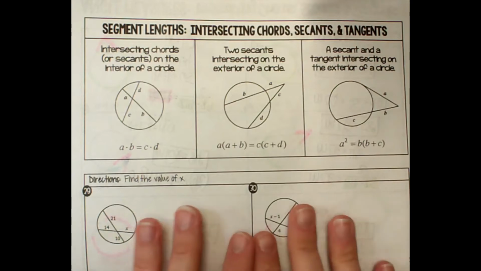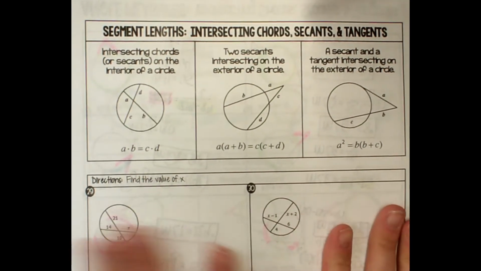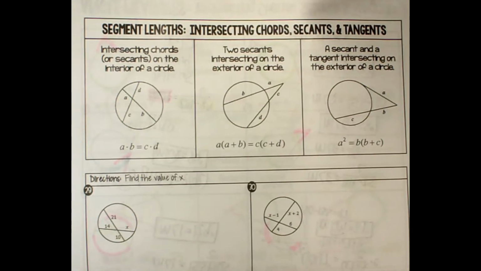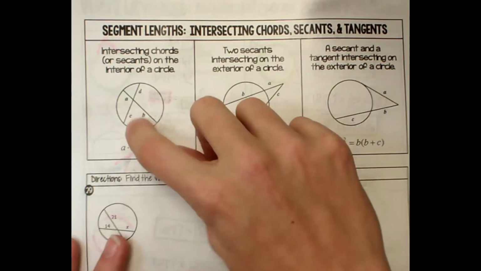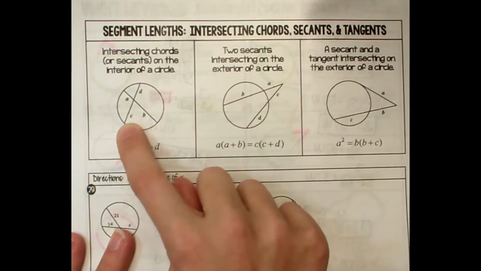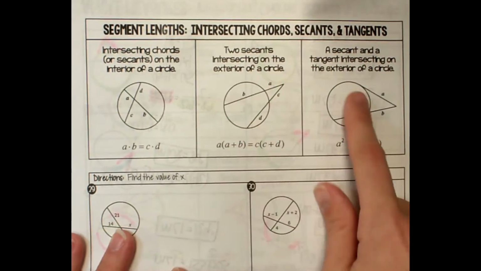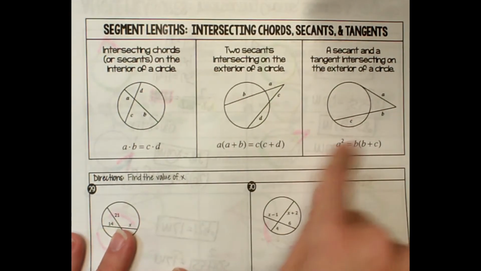All right, so looking at our segment lengths. Now we're going to start looking at lengths. Before we were looking at angles and arcs, and now we're going to be looking at actual distances of chords or secants and tangents inside of circles.